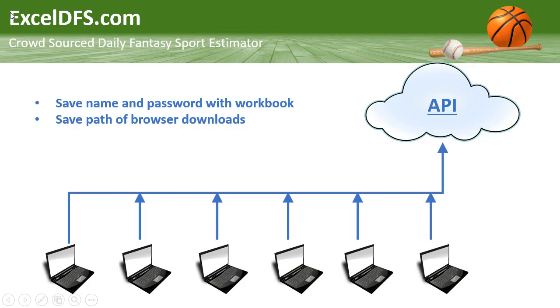So to recap, we've downloaded the workbook from ExcelDFS.com to avoid any possibility of adulteration of the code. We've saved our name and our password so that we don't have to do that every time we log in or use the API. We've also saved the browser download paths in the file as well, so the workbook can now frequently and readily communicate with the data API.